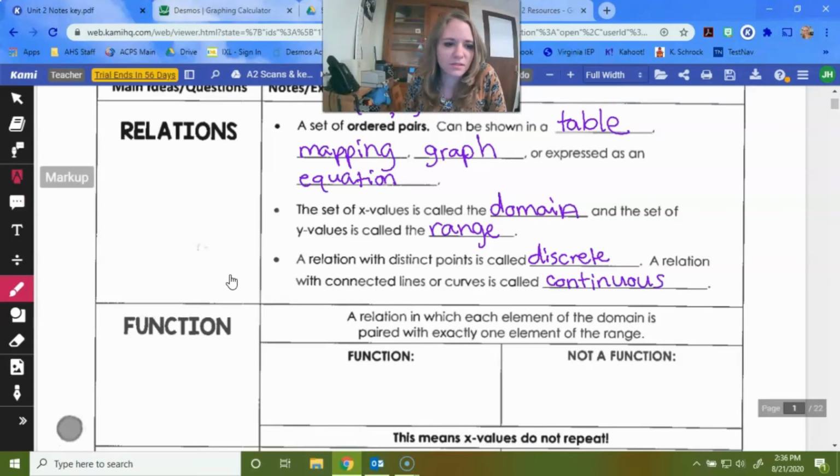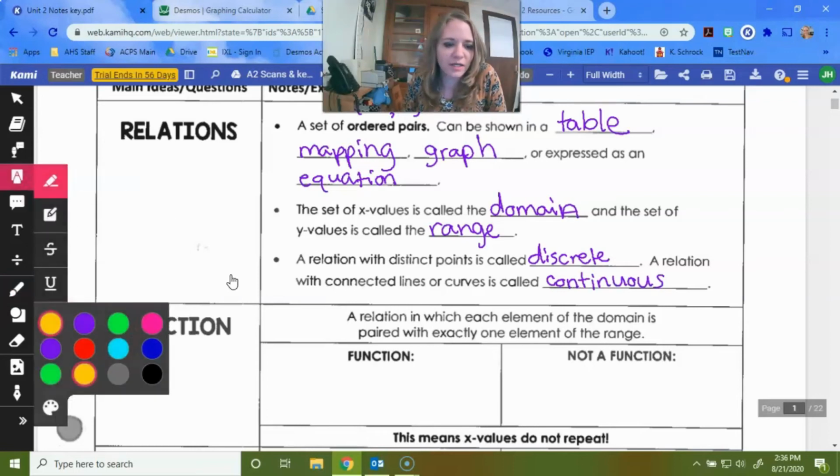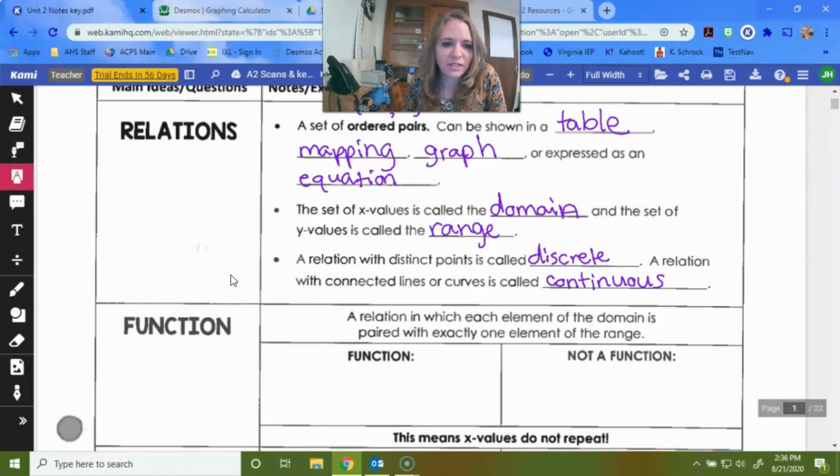Yes. Let's see if I got some highlighter, if I can highlight anything. Relations. And we know ordered pairs, and we're about to, let's see what we're doing. Let's highlight domain. Let's highlight range. Let's highlight discrete and continuous. Why not? Those are pretty important.